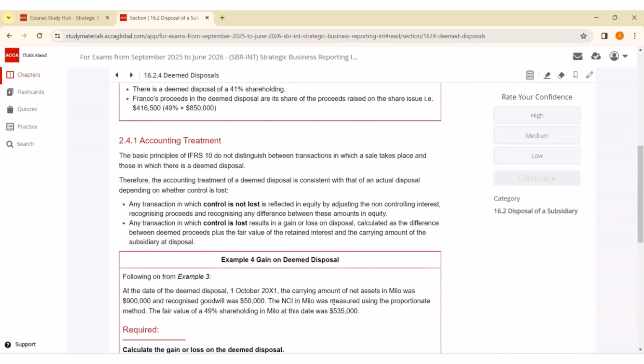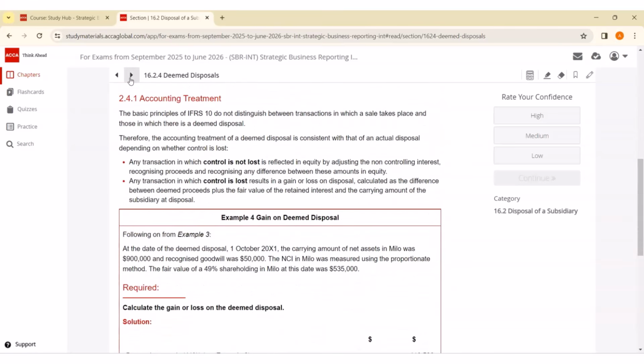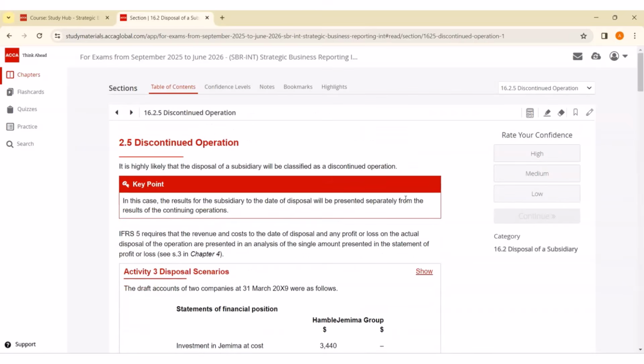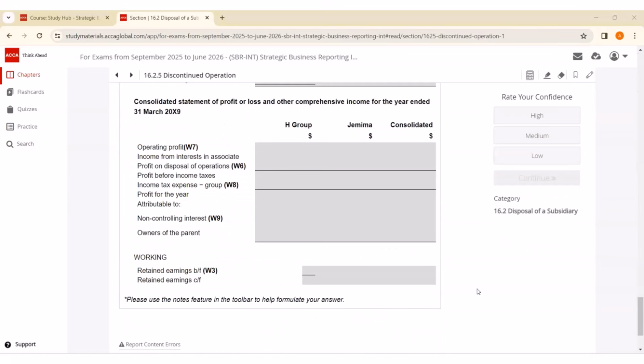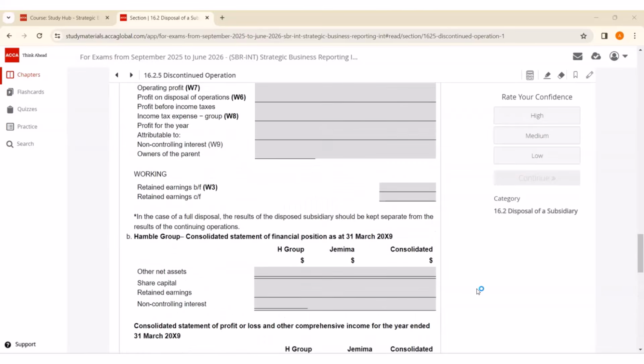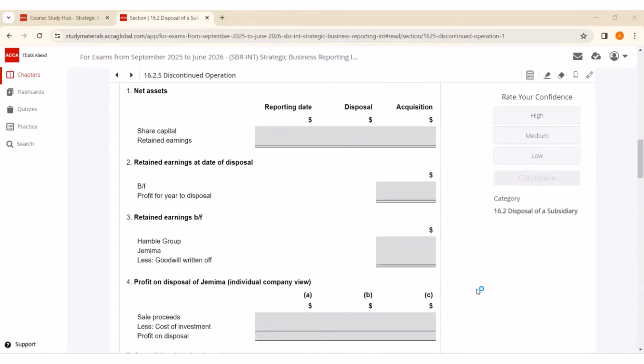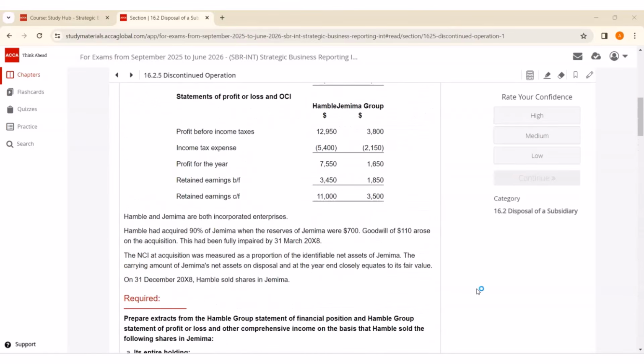You can go through the remaining accounting treatment also in the ACCA study hub. And here, discontinued operation. Over here also you can see the format that we are going to follow. Very importantly, first calculate till the date of disposal what was the amount to be consolidated. Then we calculate the profit or loss on disposal. Combining the two figures, we show it separately as a line item on the face of the consolidated statement of profit or loss.